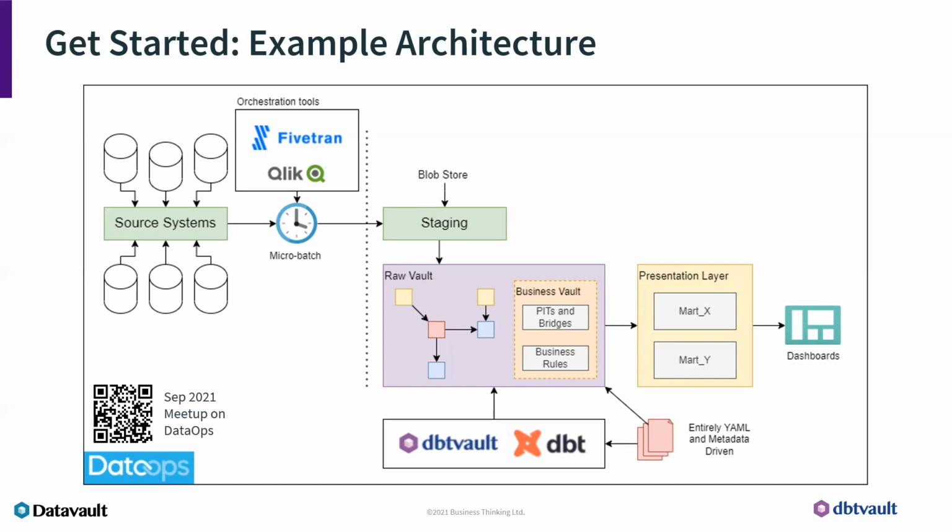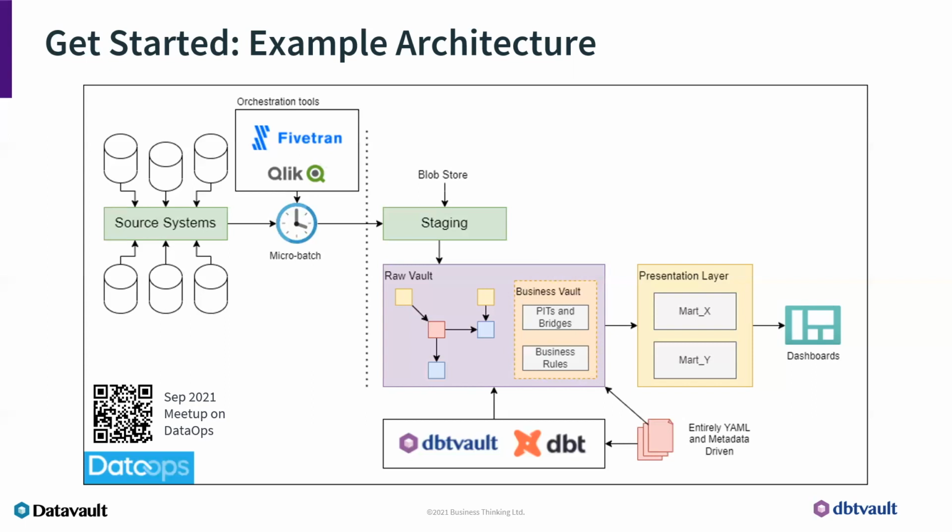Your data gets into your staging area, and then that's essentially where dbtvault and dbt come in. You generate your raw vault. That's all entirely YAML and metadata driven. You live in essentially text files, although luckily they are structured. YAML is a structured language. It's not just text. That's your development environment. You get your raw vault. Now with 0.79 releasing on Monday, you'll be able to do your pits and bridges and start developing your business vault with dbtvault as well.